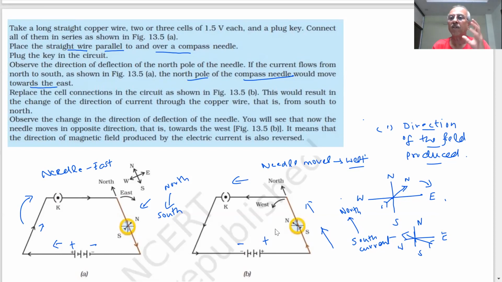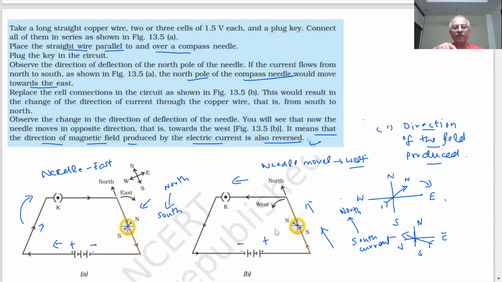reversed. What we are saying is, any conductor carrying a current produces a magnetic field around it. The direction of the magnetic field depends on the direction of the current. If I reverse the direction of the current, then the direction of the magnetic field produced also reverses. Important, note down. It means that the direction of the magnetic field is also reversed.